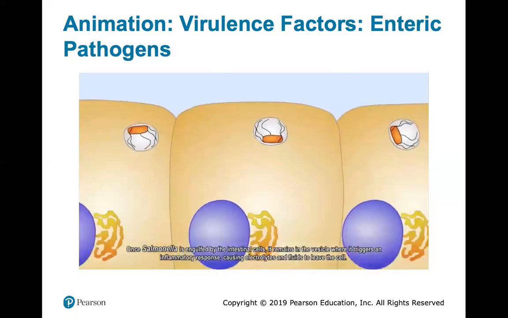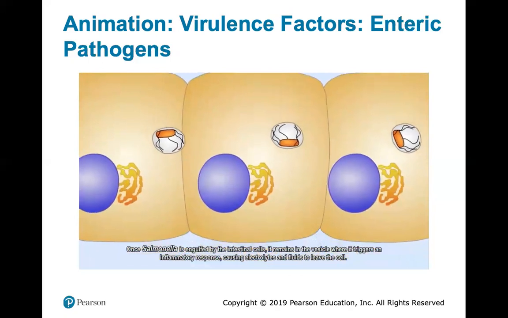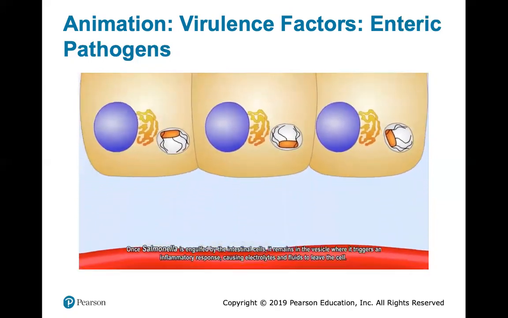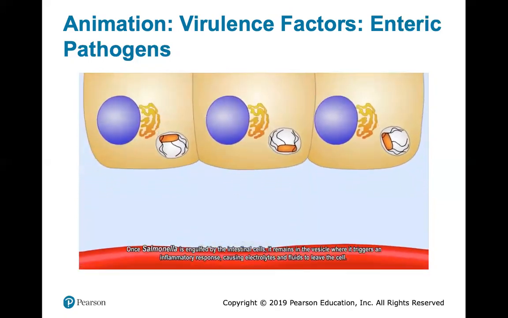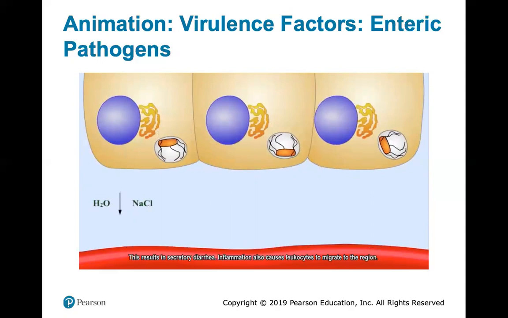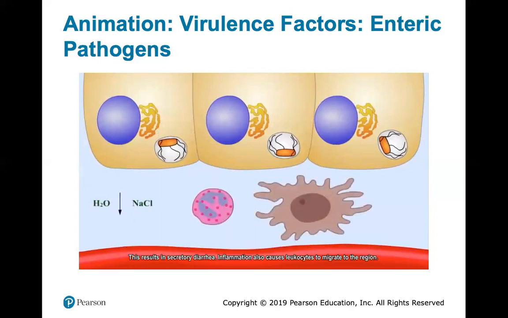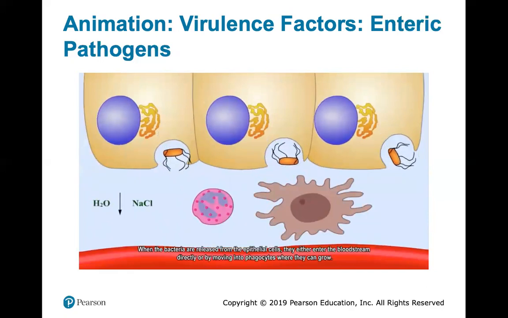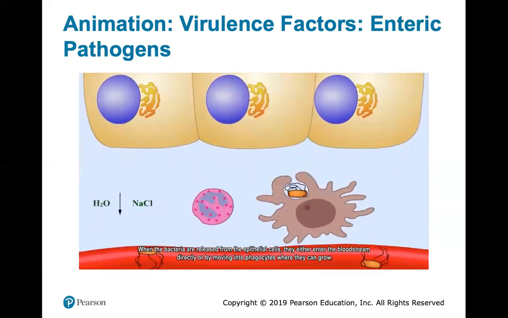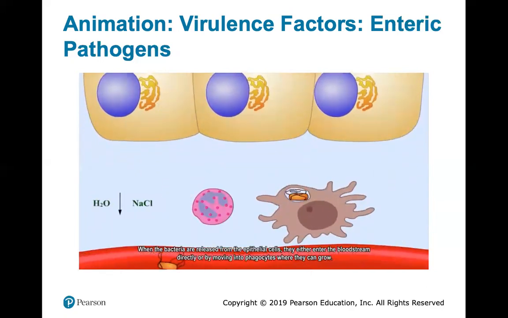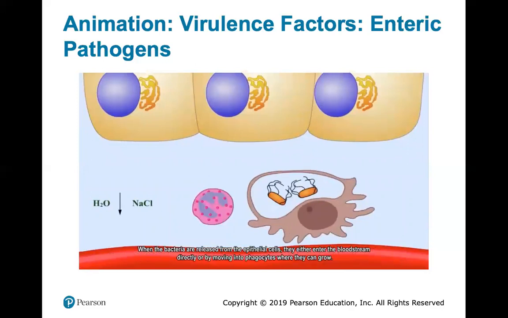Once salmonella is engulfed by the intestinal cells, it remains in the vesicle, where it triggers an inflammatory response causing electrolytes and fluids to leave the cell. This results in secretory diarrhea. Inflammation also causes leukocytes to migrate to the region. When the bacteria are released from the epithelial cells, they either enter the bloodstream directly or by moving into phagocytes where they can grow.